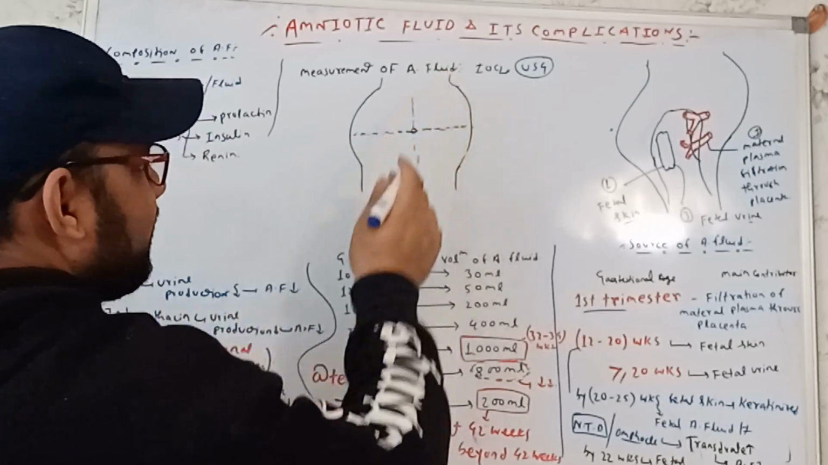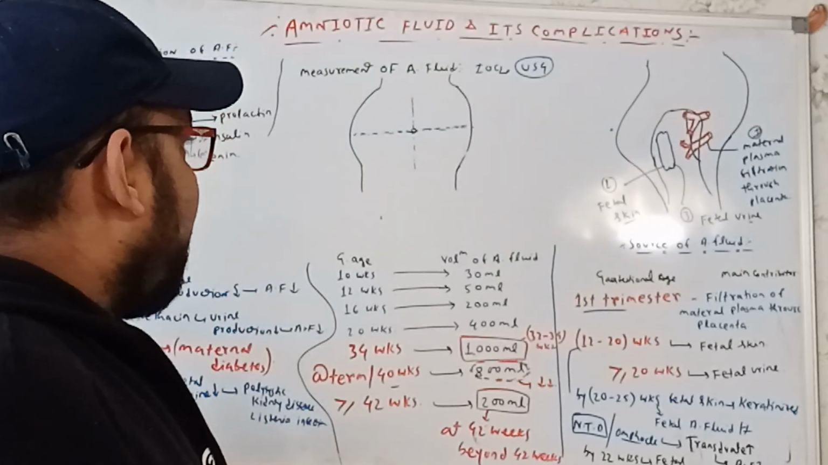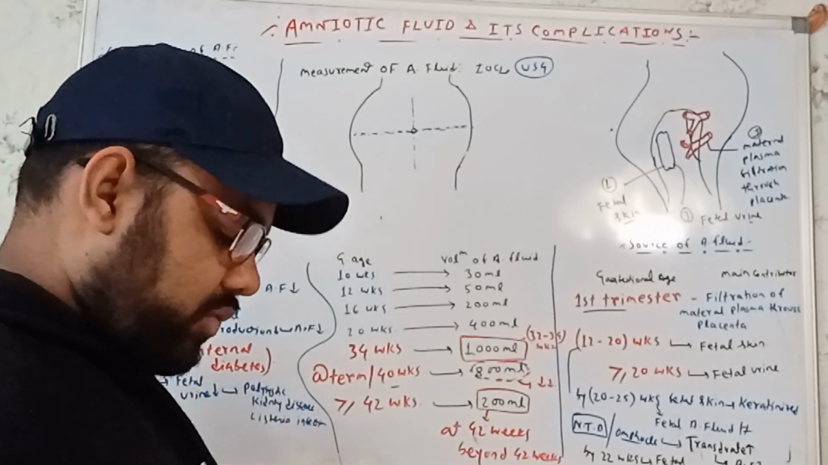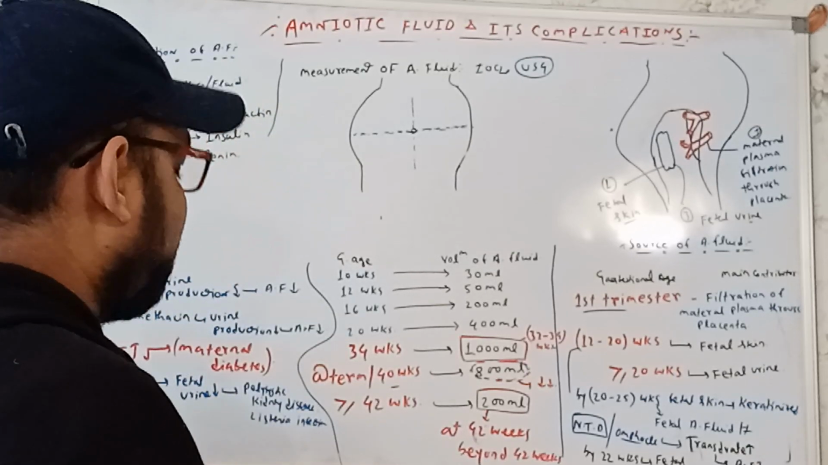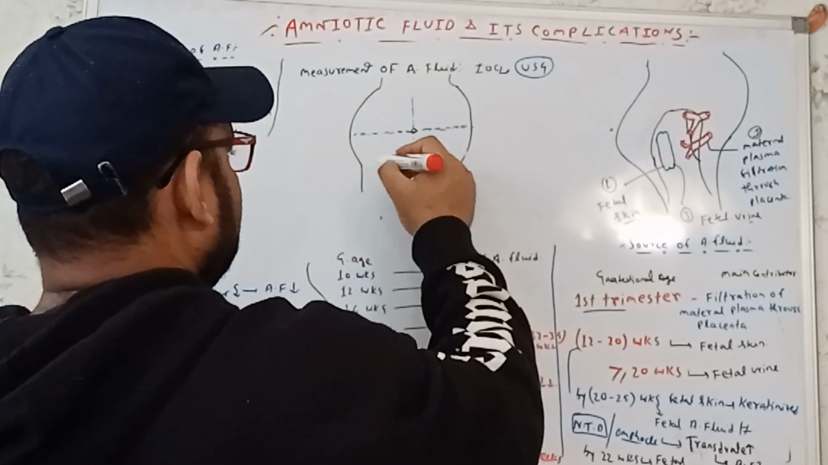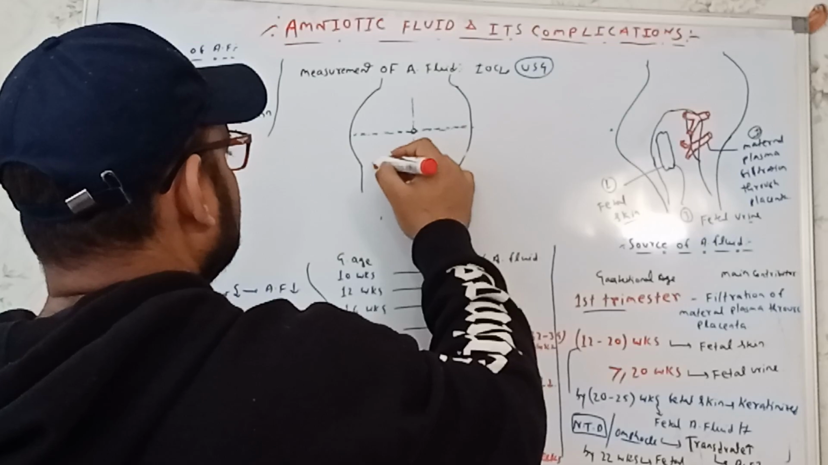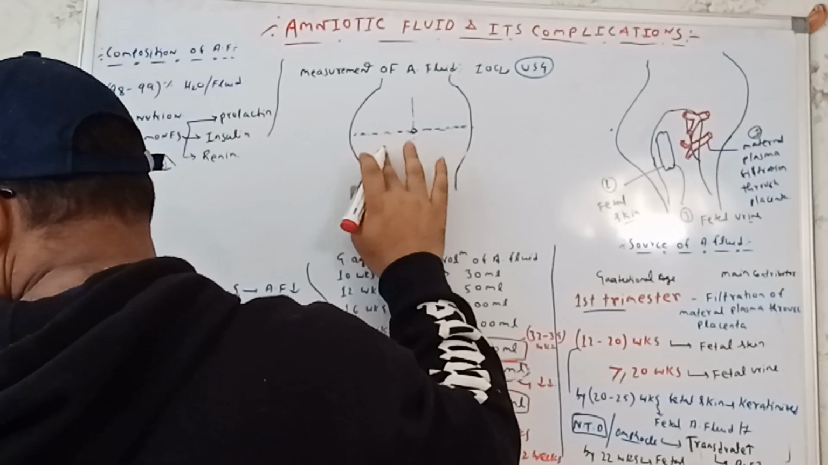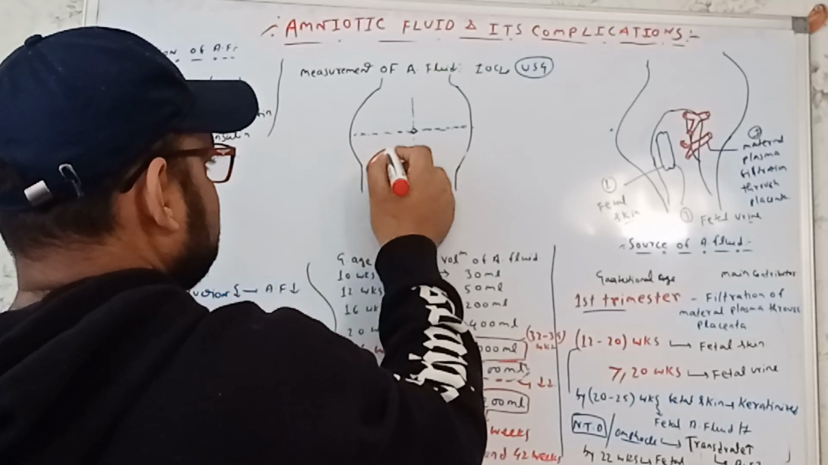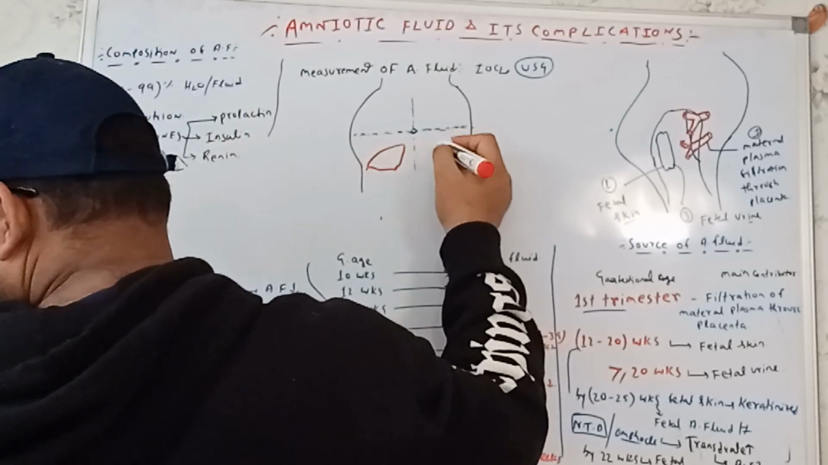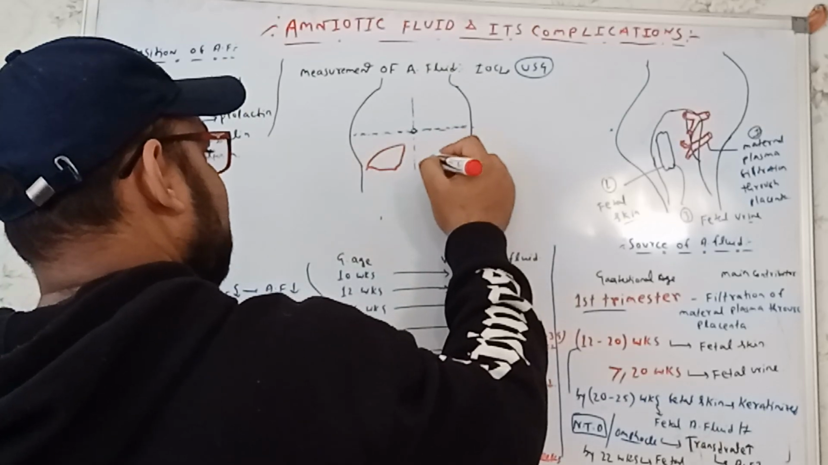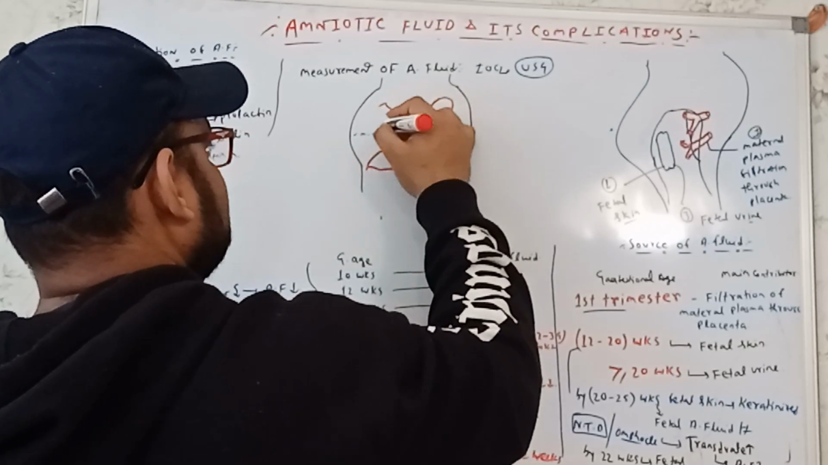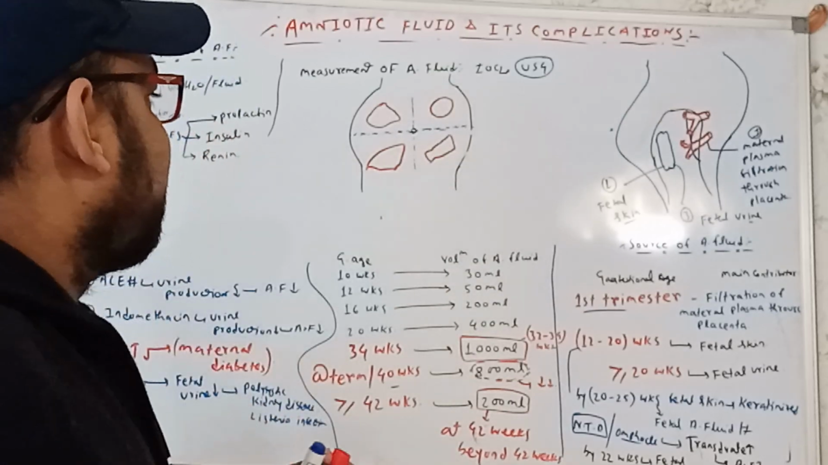So this is the line that will divide the abdomen into four regions, right? And we'll get the four quadrants. And in the four quadrants, as you know, there will be the presence of different kinds of organs. For example, here, I'm just drawing one organ. Anyway, we'll get the different kinds of organs over here.